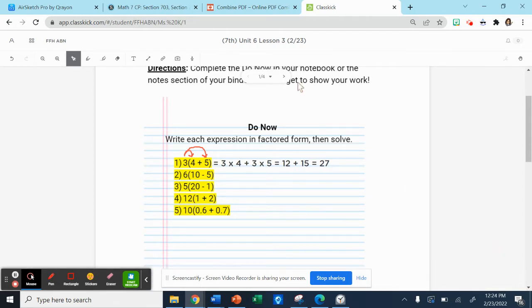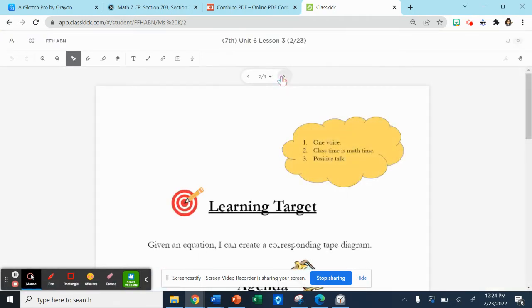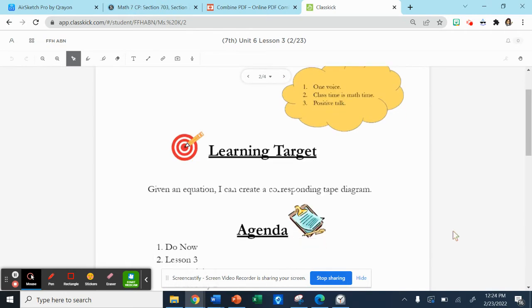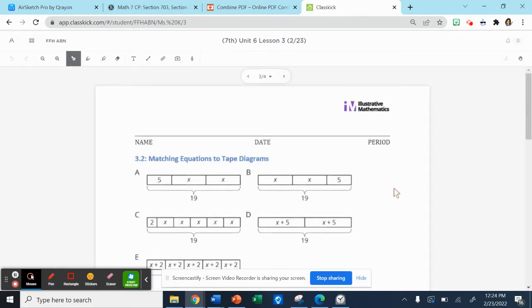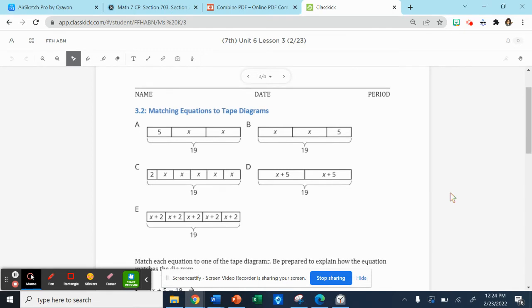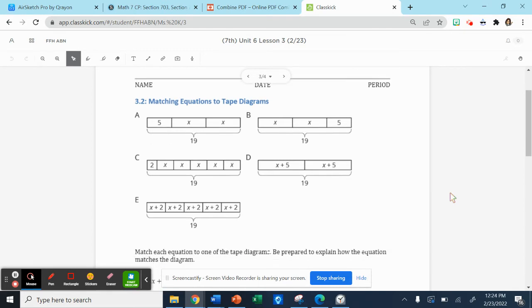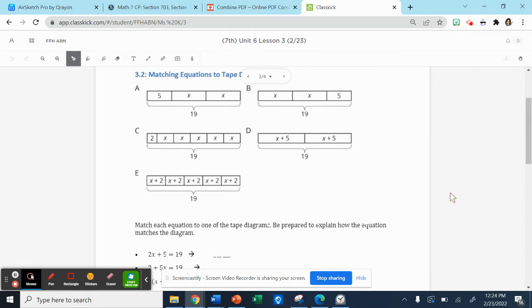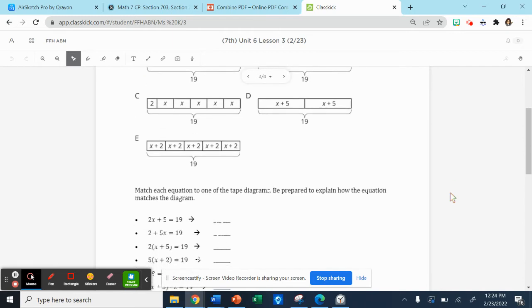At this point, you should have completed the do now. Let's look at today's learning target. Given an equation, I can create a corresponding tape diagram. We completed 2 main activities in class, which I'll have you focus on. The first is activity 3.2, matching equations to tape diagrams. In this activity, the directions say, match each equation to one of the tape diagrams. Be prepared to explain how the equation matches the diagram. Let's look at a few examples together.